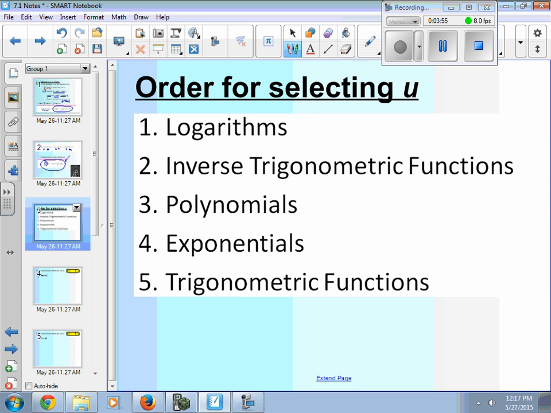If you don't have either of the first two, then you would pick any polynomial. Remember, polynomials are just anything where you've got something like x squared. If you have neither of the first three, then the next one is exponentials. Exponentials would be anything where the variable's in the exponent, such as these two. Okay. If none of those are there, then your last choice would be any trig function, sine, cosine, tangent, etc. Okay, so let's look at one of these problems.